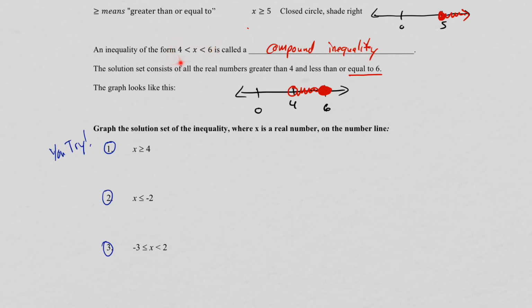Now, a compound inequality like this one is really saying all real numbers greater than 4, and less than or equal to 6. Now I did do a typo here, so you might want to change your notes. But basically, right here there's supposed to be an equal sign. Okay, so this is correct right here. So this is how we graph compound inequalities.